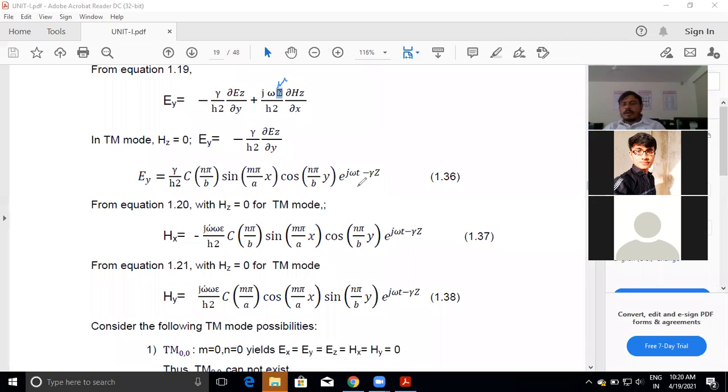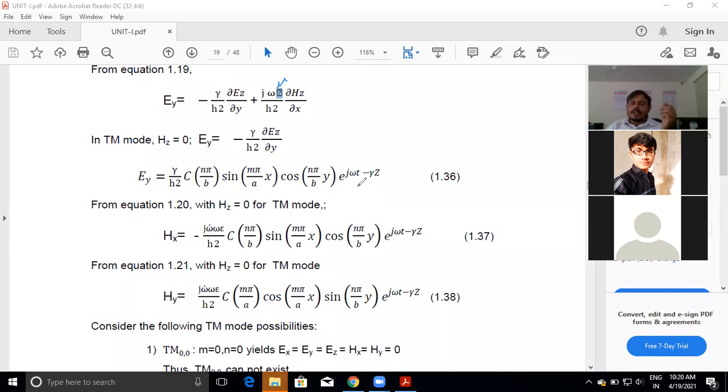So now you can write all 5 equations. In those 5 equations, Sz is 0 because of TM mode. So all the remaining ones you can write in terms of Ez. So we have Ex, Ey, Hx, Hy.